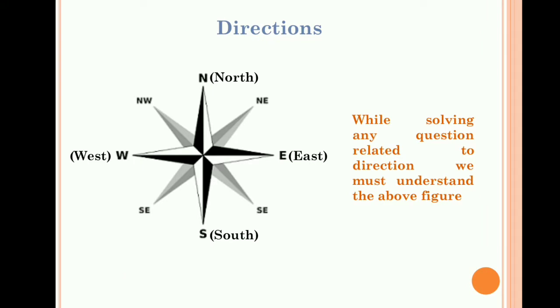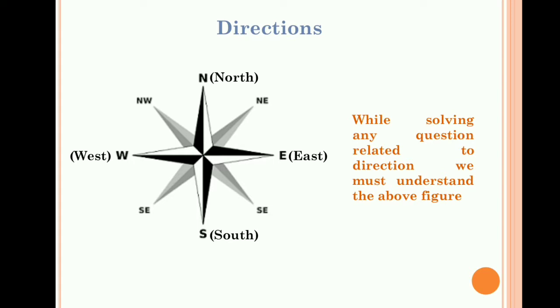So, before solving the questions on the direction, first let's understand the concept behind this. To solve any questions based on directions, we must understand this figure. In this figure, four directions mainly, north, east, south and west are denoted. So you must remember these directions. North is facing upwards, east is towards our right hand side, south is downwards and west is towards our left. And sometimes they ask questions based on northeast, southeast, southwest and northwest directions.